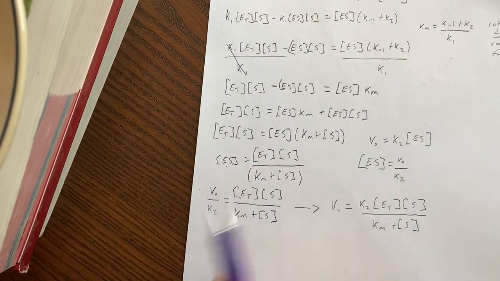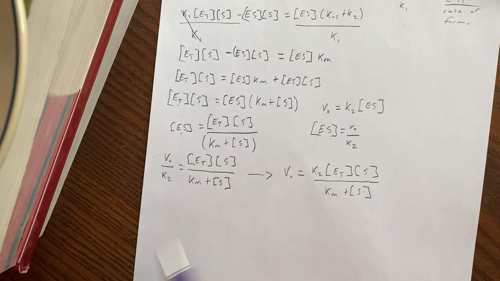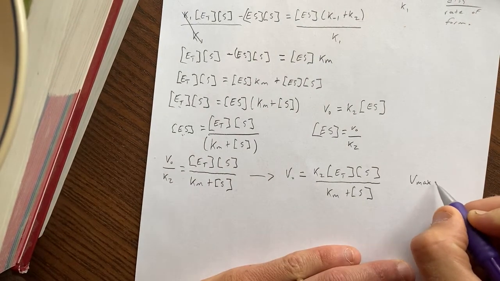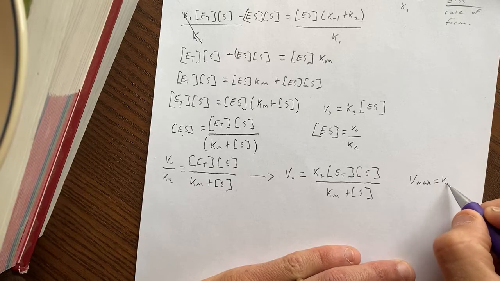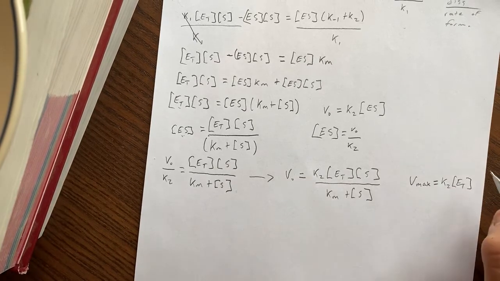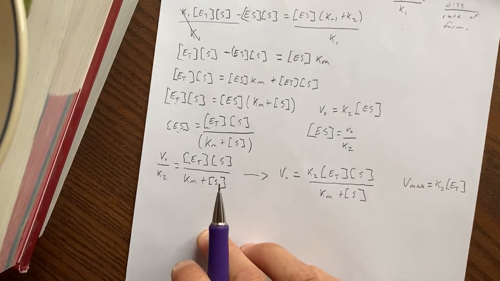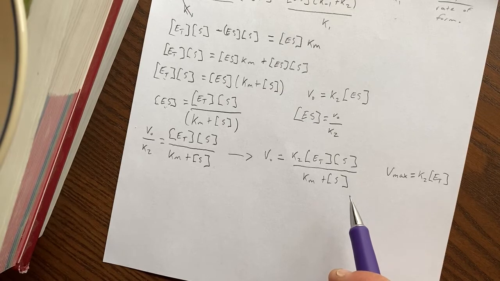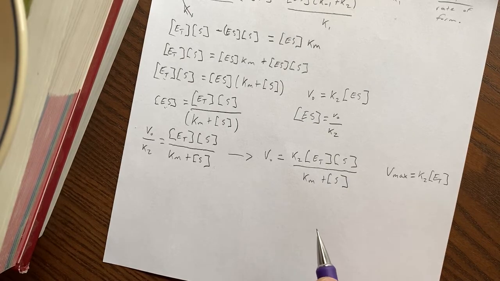Here we're going to talk about another assumption we're going to make from here, and that's that Vmax is going to be equal to K2 times enzyme total. The reason we can make that assumption is that at Vmax, all the enzyme is completely saturated with substrate. So there's no more enzyme available to add substrate, and that means there's no more free enzyme left.